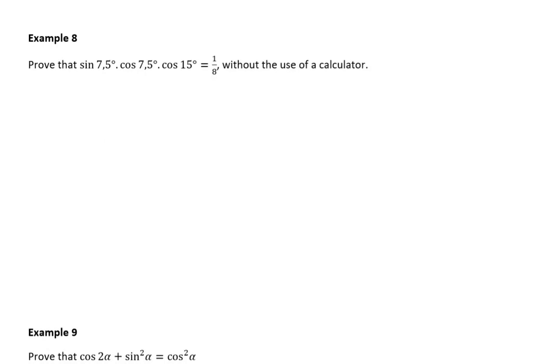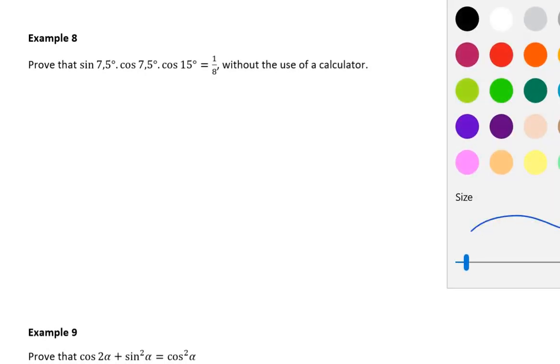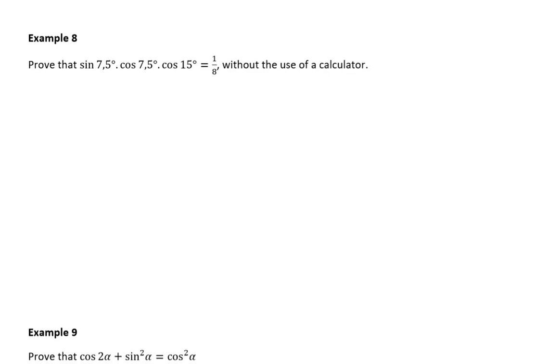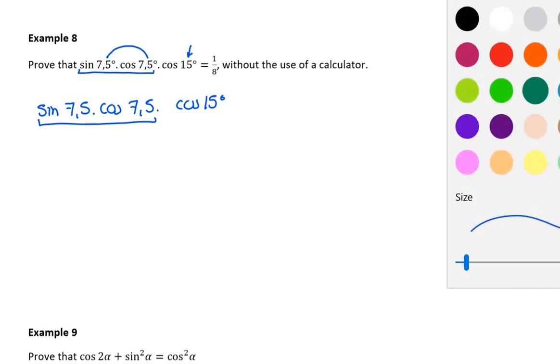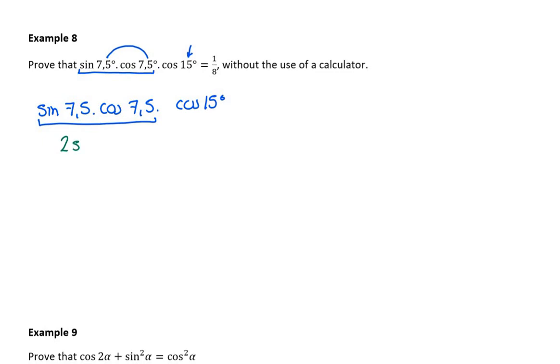Right, second last example. Prove, so another one of these kind of weird identity ones, prove that sine 7.5 times cos 7.5 times cos 15 is an eighth without the use of a calculator. Now again, the moment I see sine of an angle, cos of an angle, I start thinking double angles. And when I see 15, I notice that double 7.5 is 15. So if I have sine 7.5 times cos 7.5 times cos 15, I want this to be a double angle, which means I'm going to make it 2 sine 7.5 cos 7.5.